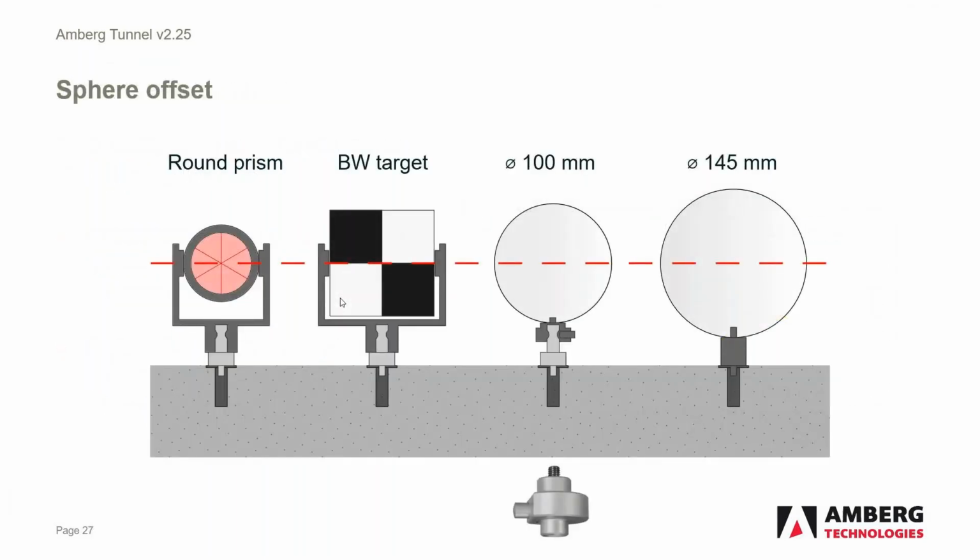And lastly, regarding the sphere offset. One of the questions is, for example, you're using the Leica round prism and your whole control point list is in reference to the center of the round prism. How is this going to coincide with the sphere you use? You can get the correct adapters and brackets to easily work with a 100 millimeter diameter sphere as well as a 145 millimeter diameter sphere and maintain the same control point coordinates.